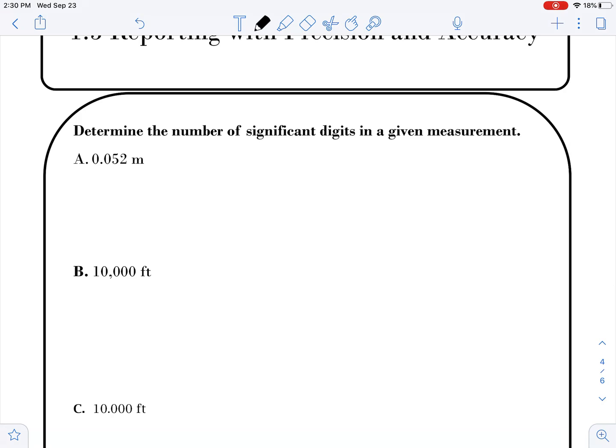Okay, you come through here, you count your significant digits. So that one and that one's easy. This is to the left of it, so you don't count that one, don't count that one. So we have 2 significant digits.